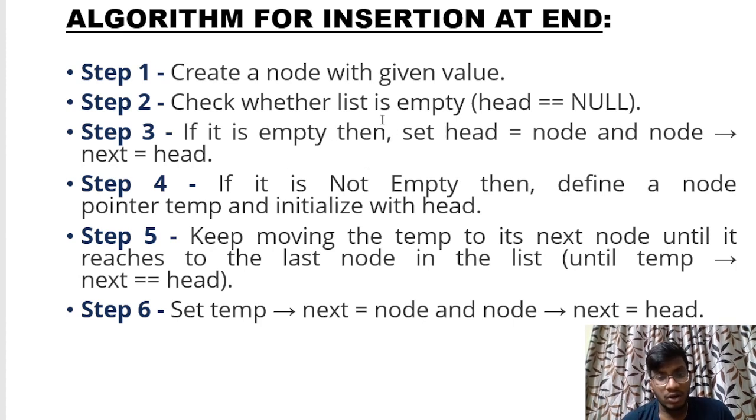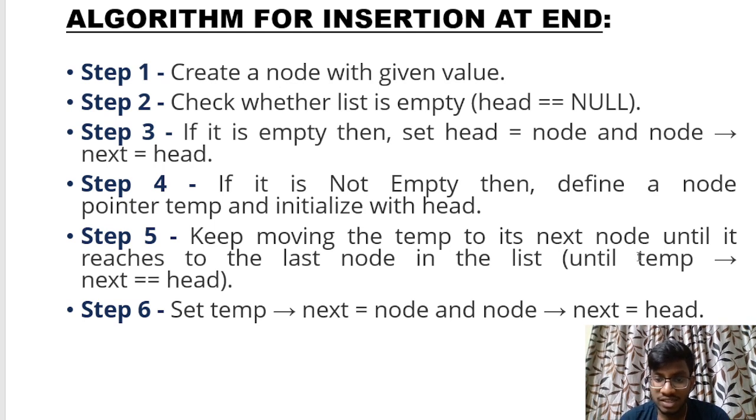If the circular linked list is not empty, we need to define a node pointer temp and assign it the head address. Now as we are going to insert at the end position, we need to keep moving the temp variable to the last node in the list. The condition we check for the last node is temp of next double equal to head or not. Here head points to the first node. As we discussed, in a circular linked list the last node points to the first node, so to check whether the given node is the last node or not, we use the operation temp of next equal to head.